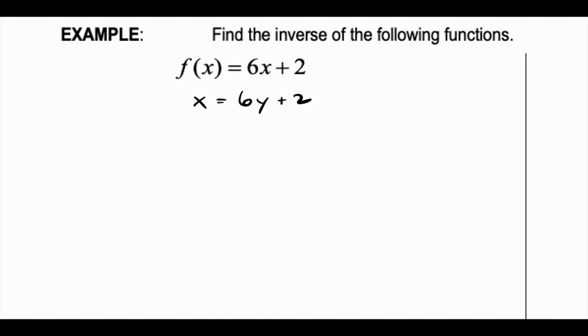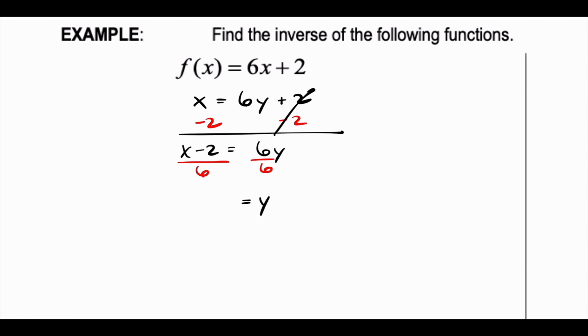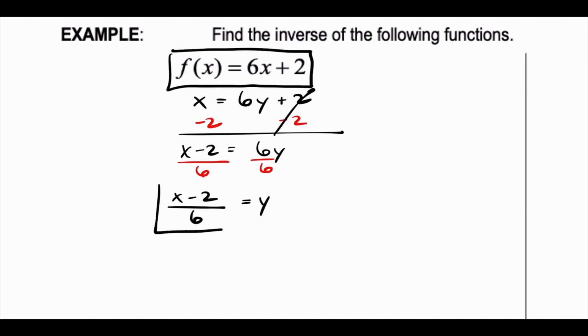Then you solve for y. So I'm going to subtract 2 from both sides. Divide by 6. That's its inverse. Both of these guys are inverses of each other. That's how to find an inverse.